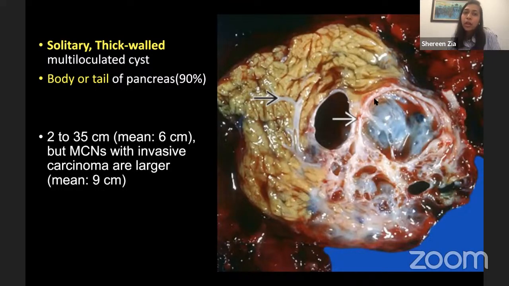They are solitary, they are thick-walled. They usually involve the body or tail of the pancreas. Depending on their size, if they are larger, like more than 5 centimeters, they can be more associated with invasive cancer in there.